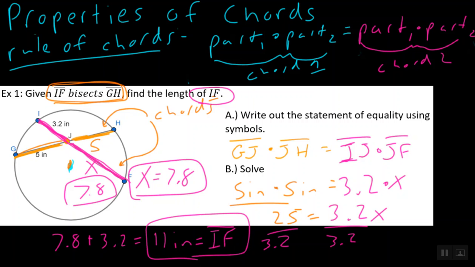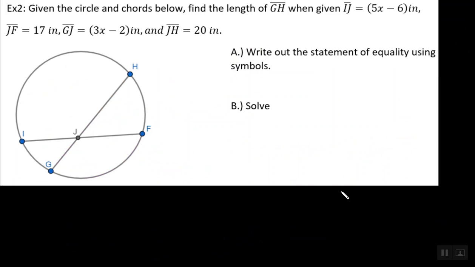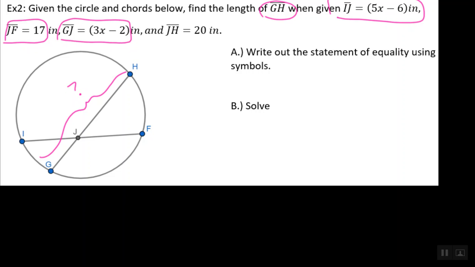Okay, let's move on to a second example. Okay, here in example 2, given the circle and chords below, find the length of GH. Let's see. So GH, I want y'all to notice something. It's the whole thing. So we want to find the length of GH. When given IJ is 5x minus 6, JF is 17, GJ is 3x minus 2, and JH is 20 inches. So we have these 4 pieces of information.